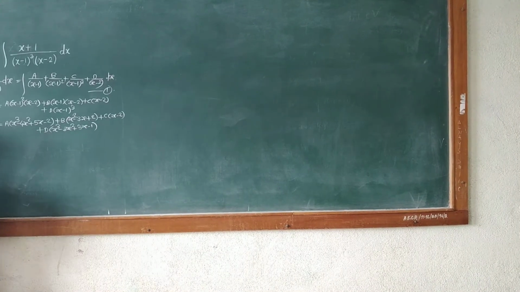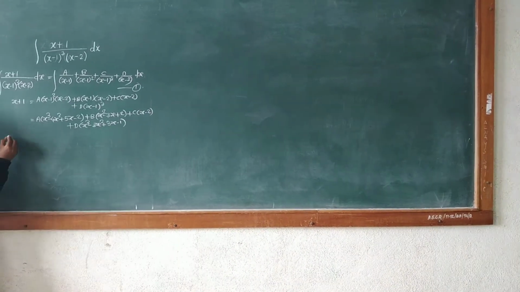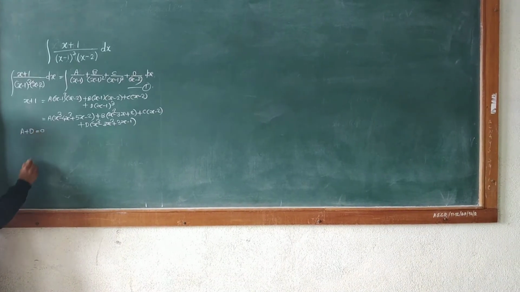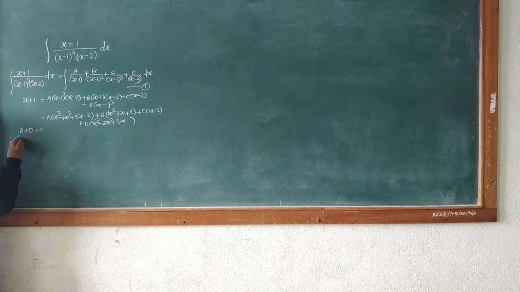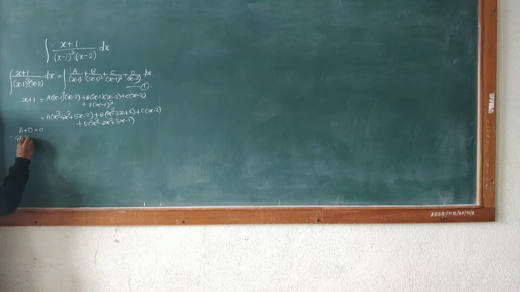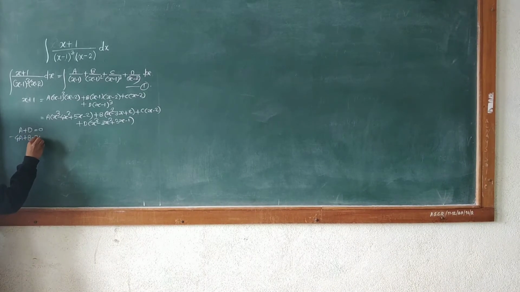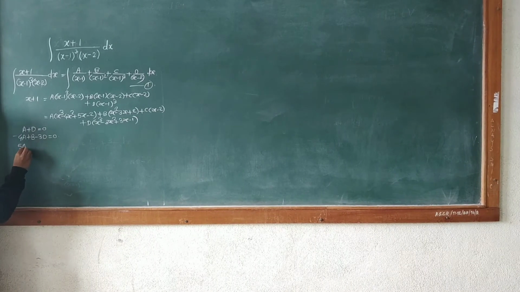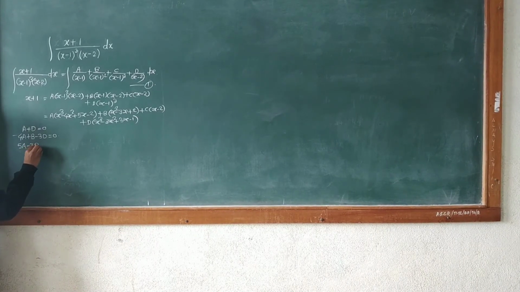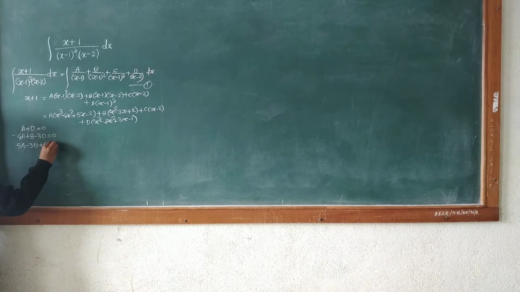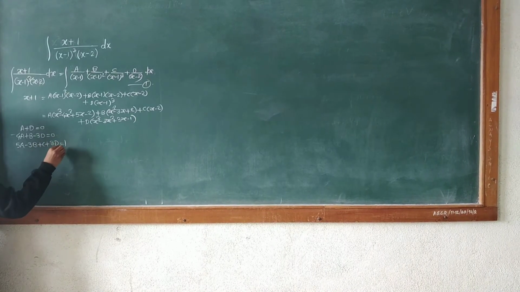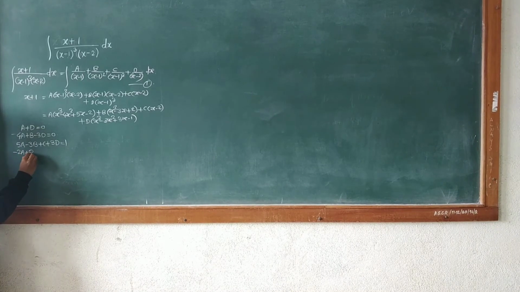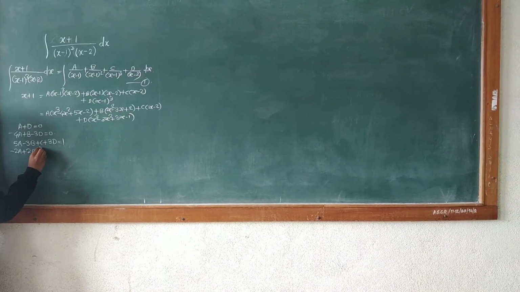Comparing coefficients of these two, we get a plus d is equal to 0, minus 4a plus b minus 3d is equal to 0, 5a minus 3b plus c plus 3d is equal to 1, minus 2a plus 2b minus 2c minus d is equal to 1.